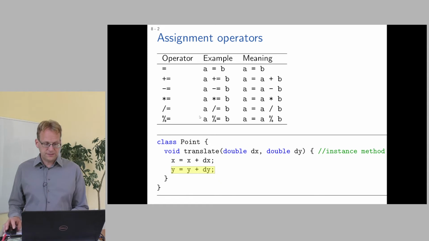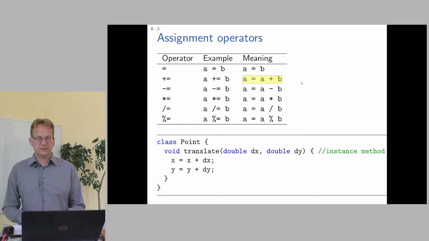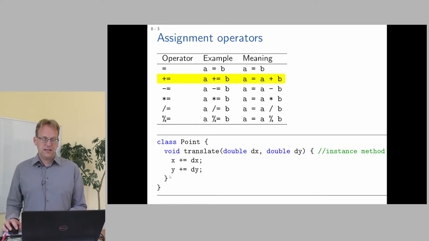And of course here, what you see here, this y is equal to y plus dy, it has exactly this form, a is equal to a plus b. So what we can write instead, therefore, is just x plus equal dx, y plus equal dy. This is shorter, easier to read, less effort for programming, and therefore this form is usually favored.